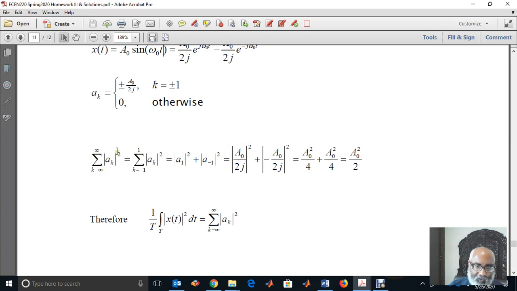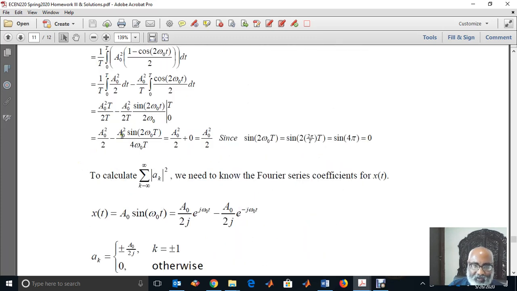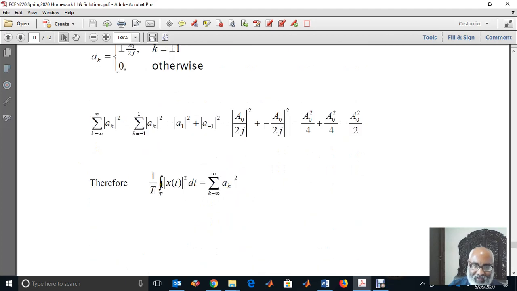So we use the formula, the summation of the absolute value of a_k squared from k equals minus infinity to infinity, which reduces to k from minus 1 to 1. So we just take the absolute value of a1 squared plus the absolute value of a minus 1 squared. So the absolute value of A naught over 2j, we remove j now, and it will be A naught squared over 4 plus A naught squared over 4, which is equal to A naught squared over 2, which is the same as we computed in the time domain. Therefore, the time domain computation is equal to the frequency domain computation.